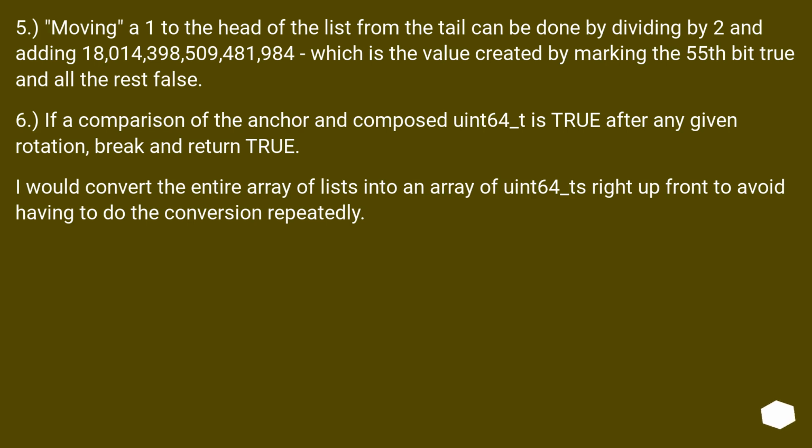5. Moving a 1 to the head of the list from the tail can be done by dividing by 2 and adding 18,398,509,481,984, which is the value created by marking the 55th bit true and all the rest false.